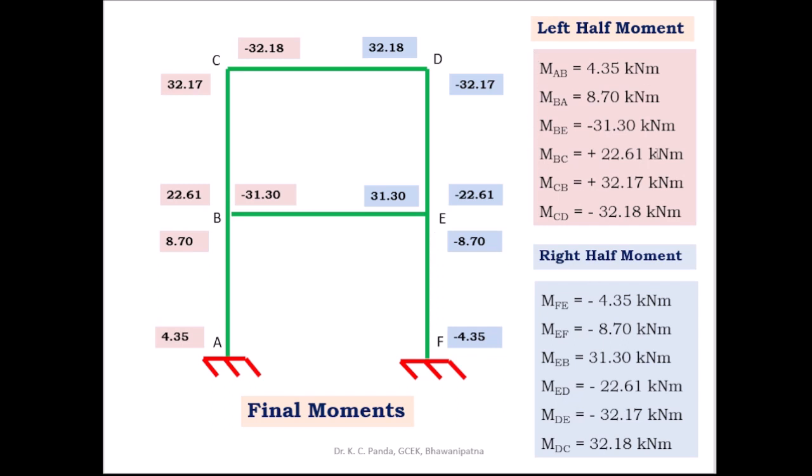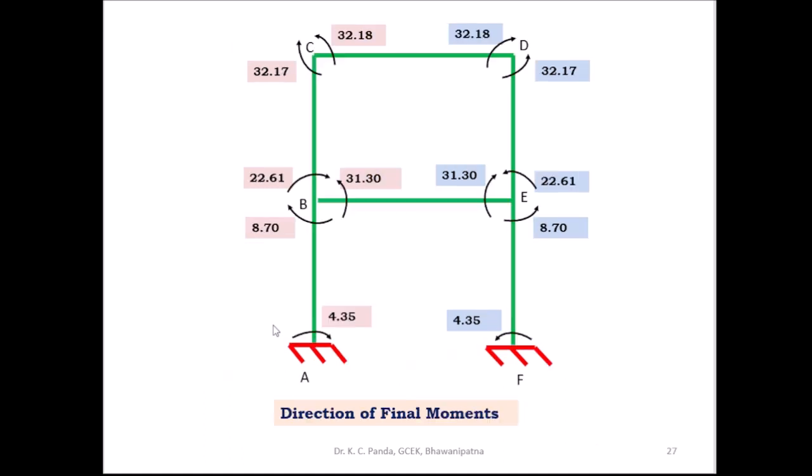So this is the left half moment, and this is the right half moment, and this is the final moment of the full frame. Then after knowing the final moment, give the direction of the moment, then you can draw the final bending moment diagram. So this is the direction of the moment.